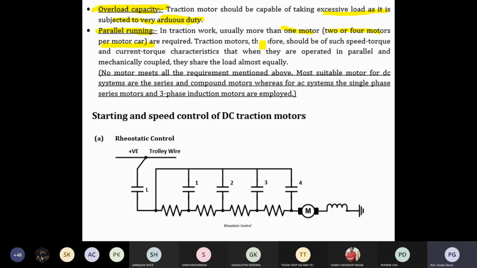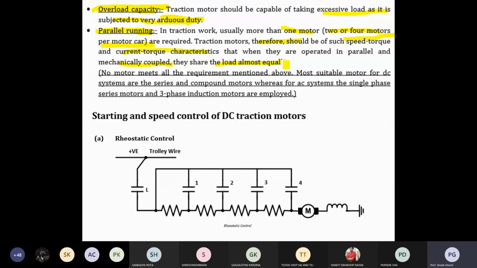The traction motors should therefore have such speed, torque and current characteristics that when they are operated in parallel and mechanically coupled, they share the load almost equally. So they should share the load equally, and individually they are not working. You can say that sometimes the motors are connected in series, sometimes in parallel.